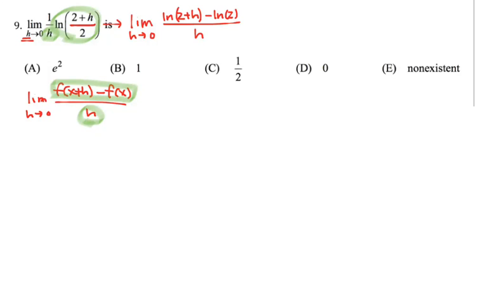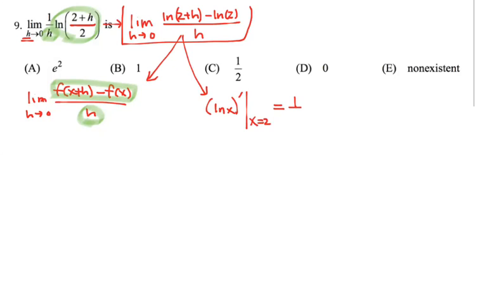Then by comparing it, you can realize that the expression given to us is the derivative of ln of x, where x equals 2, because 2 is in place of x. The derivative of ln of x becomes 1 over x, where x equals 2. That means simply 1 over 2. So 1/2 becomes our answer, choice C.